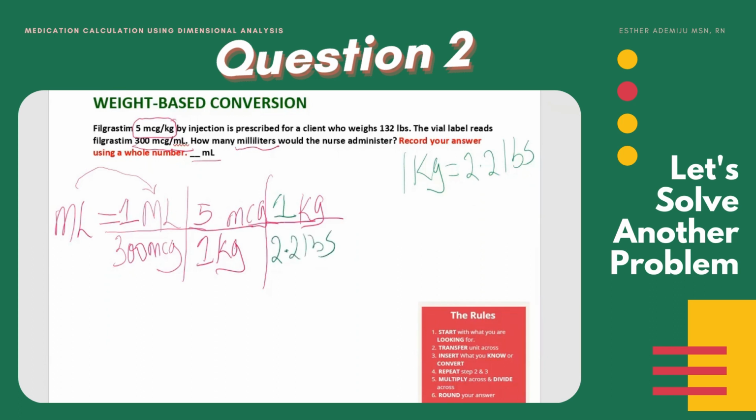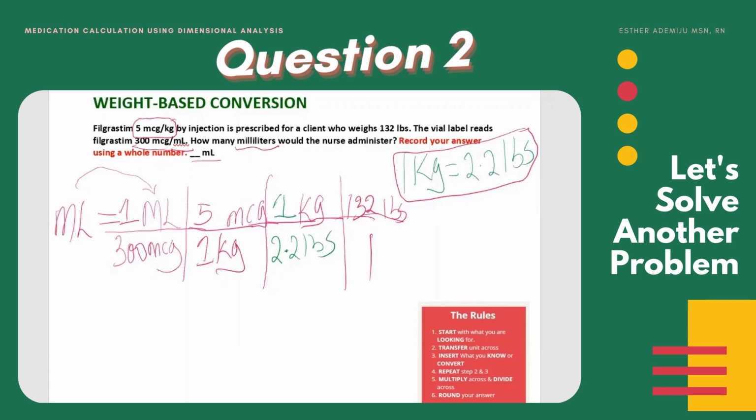Beautiful. So that allows us to transfer pounds up here. I'm just going to go ahead and box this off so we don't get confused. That allows us to transfer pounds up there. And now we have something that has pounds in our question that we know and we can insert, and that's 132. And we're just going to put 1 to replace down there as a placement.